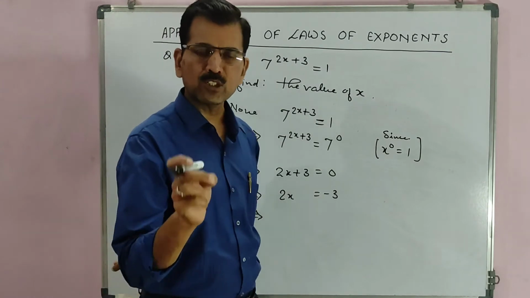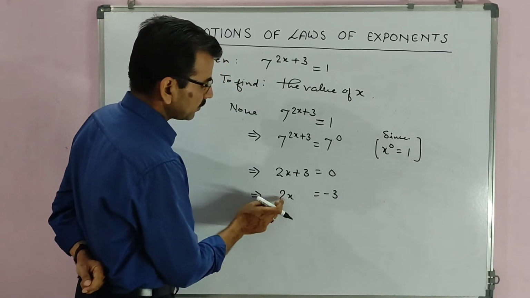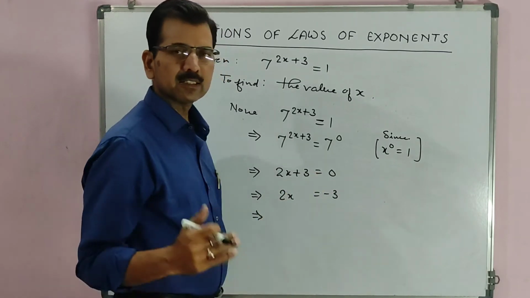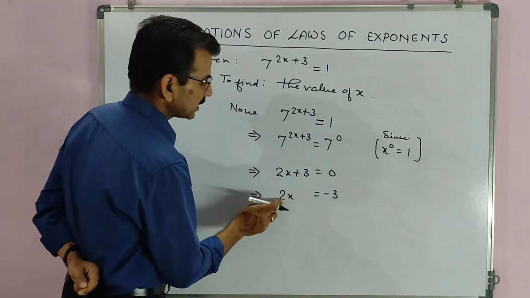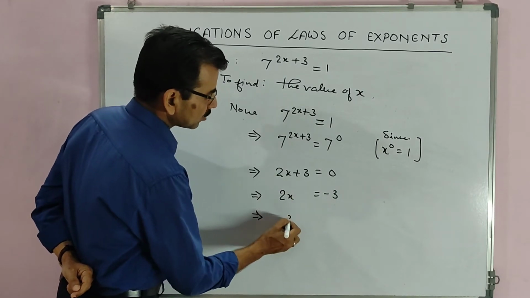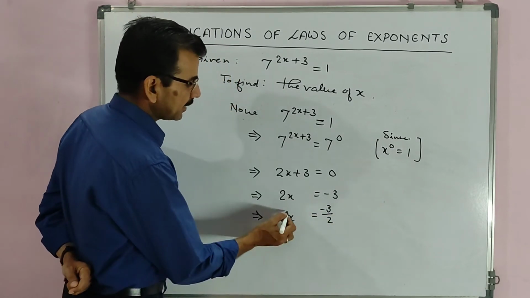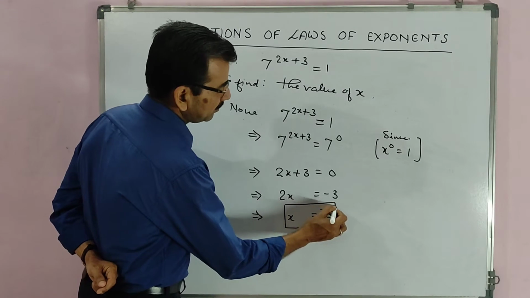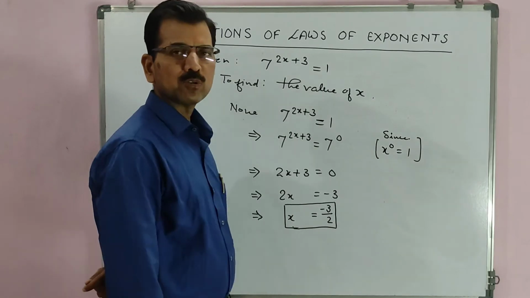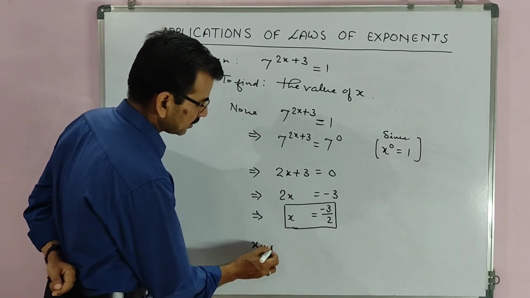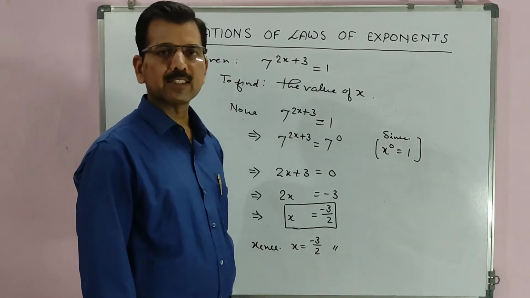Or we can write 2x equals, transposing this 3 to the other side, minus 3. 2x means 2 into x, both are multiplied. So when we take this 2 to the other side, it comes in the denominator, or we can say in division, because it is here with the multiplication sign. So x is equal to minus 3 upon 2, and this is the value of x, right? x equals minus 3 upon 2, and this is our answer.